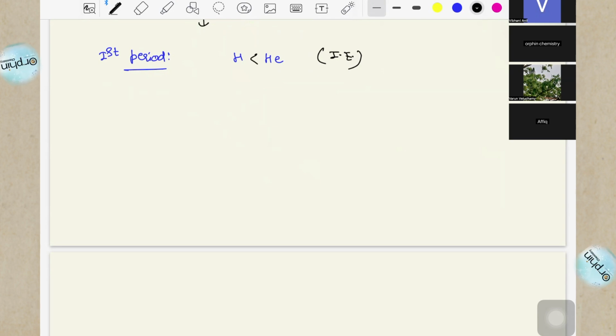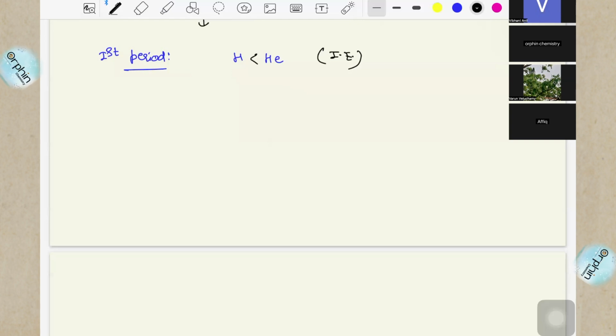Varun is saying helium, and others? Afik, helium. Vibhani, helium. Ruba, your voice is breaking. Okay, helium has the more ionization energy.